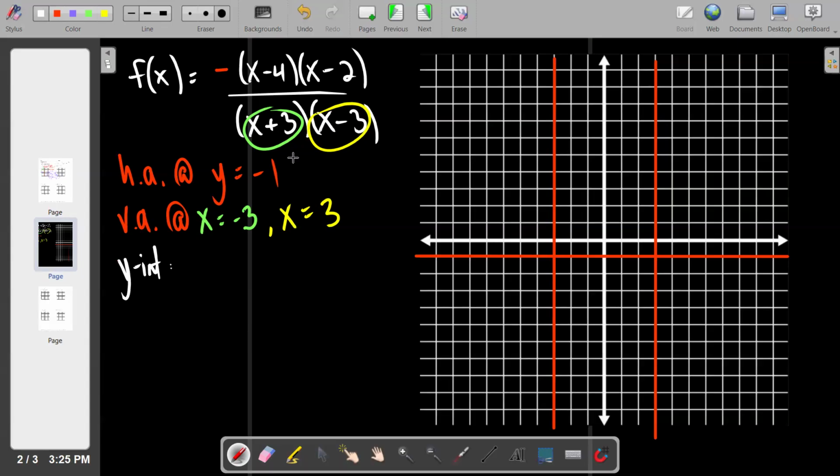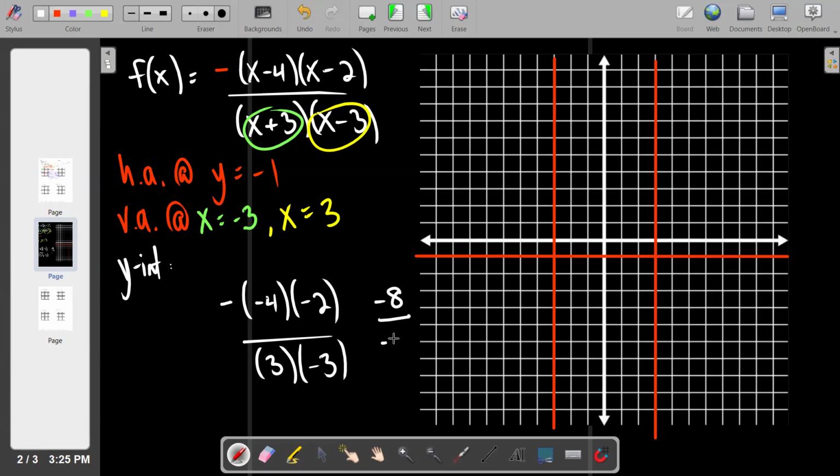If you change all your x's into 0, it says the negative of 0 minus 4 is -4. 0 minus 2 is -2. On the bottom, 0 plus 3 is 3, and 0 minus 3 is -3. That's just what all the x parenthesis things look like when we put in zeros. So the top becomes the negative of 8. The bottom becomes the negative of 9, which is 8/9.